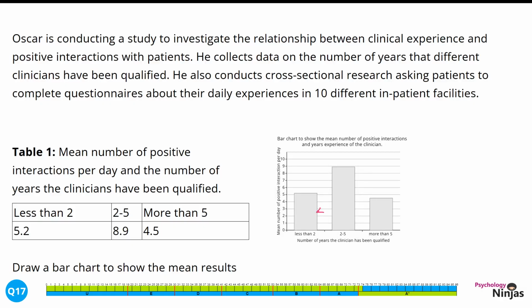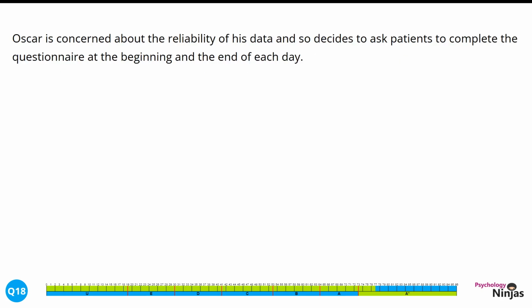Our bars have a gap between them and they are accurately plotted. That's 1 mark. We've got both of our labels operationalised, the number of years for the clinicians being qualified and the mean number of positive interactions per day. We have both our IV, the years of experience of the clinician, and the DV, mean number of positive interactions, in our title. So we get all 3 marks.